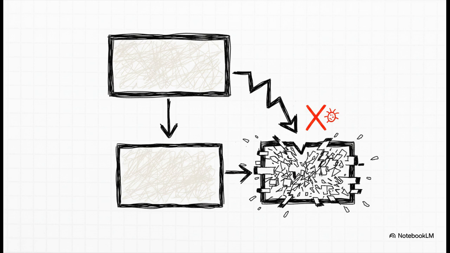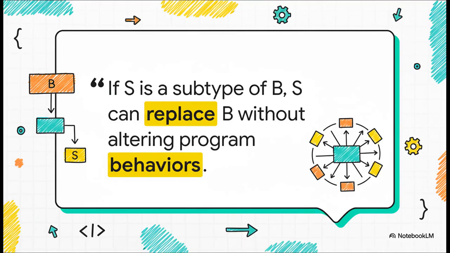Subclasses can start behaving in really weird ways you never expected, breaking the entire logic of your system and leaving you chasing down these incredibly frustrating bugs. And that is exactly why we need a solid principle to guide us. And that principle is the Liskov substitution principle, or LSP for short. Now, I know, the formal definition here looks a little academic, but trust me, the core idea is incredibly practical.